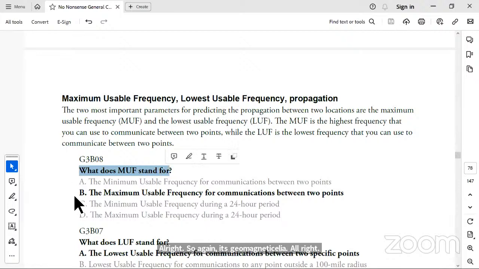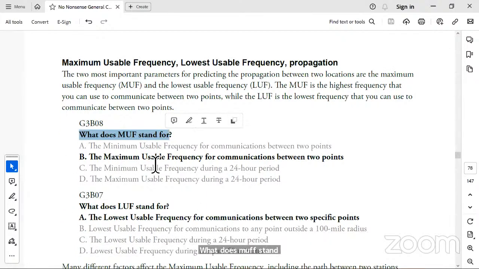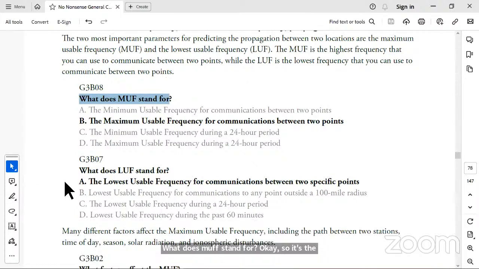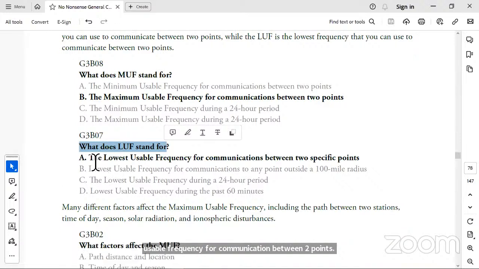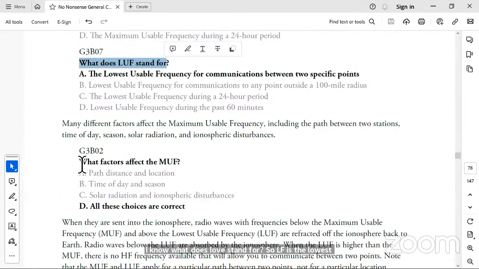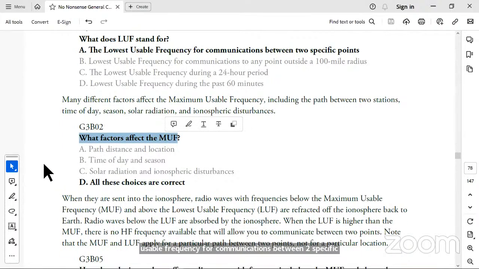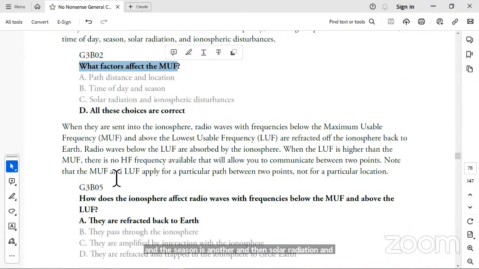What does MUF stand for? Okay, it's the maximum usable frequency for communication between 2 points. And now, what does LUF stand for? LUF is the lowest usable frequency for communications between 2 specific points. And we want to know what factors affect the MUF. We gave those factors, and in the question the answer will be all of the choices are correct. Path, distance, and location is one. The time of day and the season is another. And then solar radiation and ionospheric disturbances is the third. So all are correct. Those are the factors that affect the maximum usable frequency.